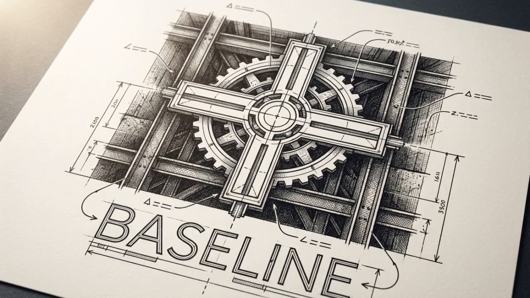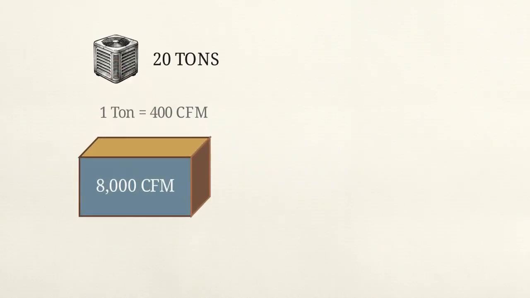Next, we need to calculate the system's exact target air velocity, measured in feet per minute, or FPM, to establish an objective baseline. The foundational rule of thumb for cooling volume is straightforward. You need 400 cubic feet per minute of air volume for every 1 ton of cooling capacity. For a 20-ton unit, multiplying by 400 CFM gives an 8,000 CFM target volume.